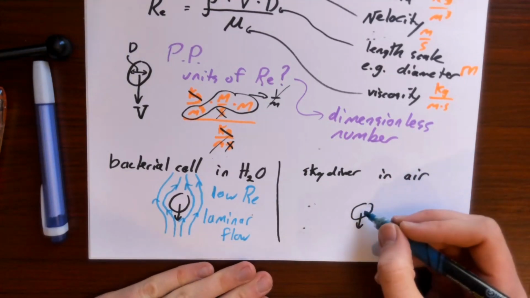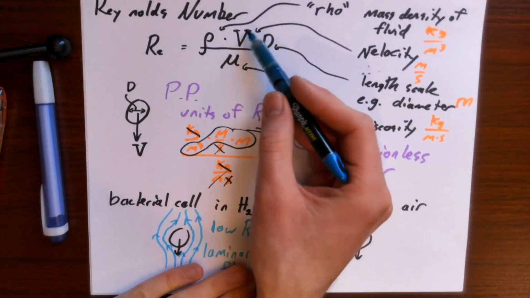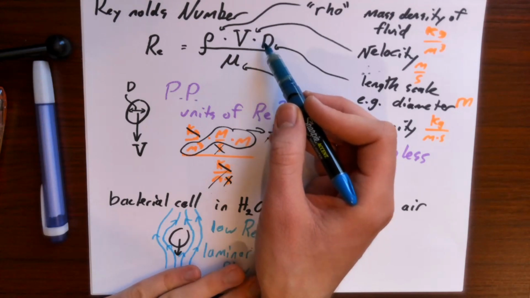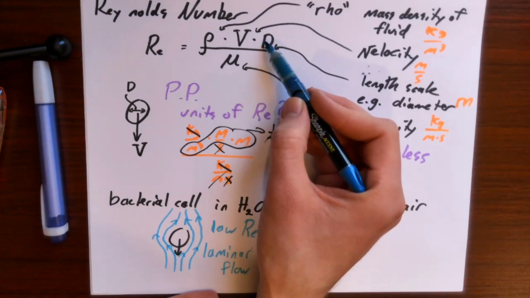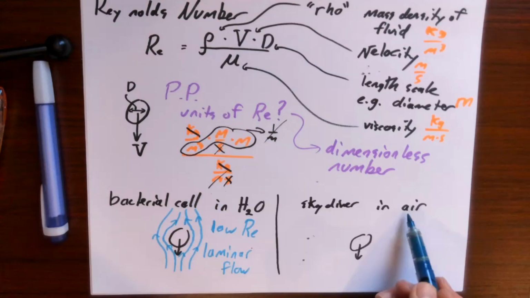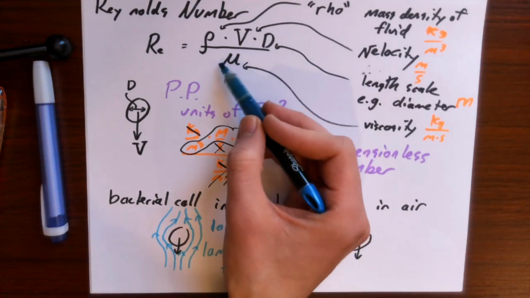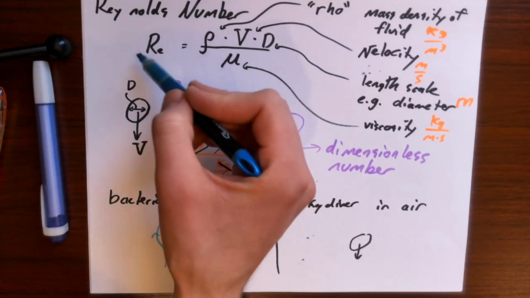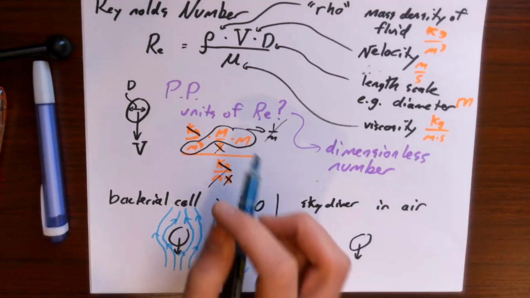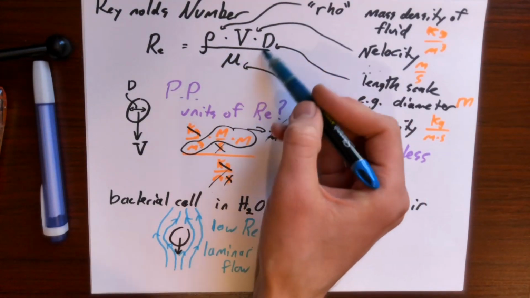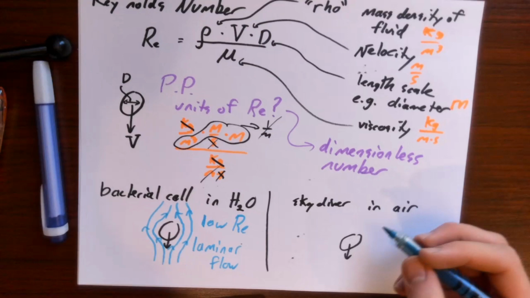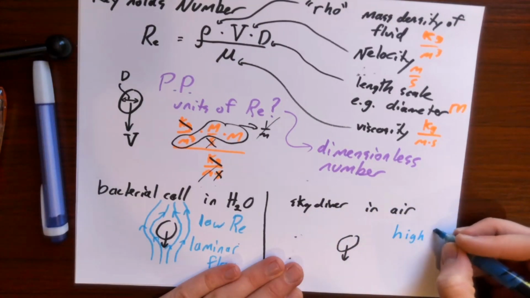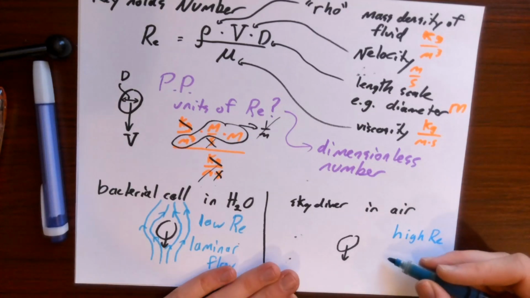We contrast this to a skydiver in air. Skydivers are probably moving pretty quickly, so they have pretty large velocities, and compared to a bacterium, skydivers would have a pretty large diameter. Furthermore, air is a lot less viscous than water, so air's viscosity being much lower, a small number in the denominator, contributes to a larger Reynolds number. And although air has a lower density than water, it turns out these other factors outweigh the density. So a skydiver in air is characterized by a high Reynolds number and turbulent flow.